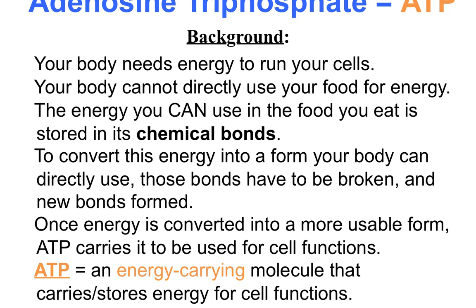The energy you can use in the food you eat is stored inside of chemical bonds in between elements and molecules. To convert this energy into a form that your body can actually use directly, those bonds have to be broken and then new bonds formed. Once that energy is converted into a more usable form, ATP carries it to be used for cell functions.